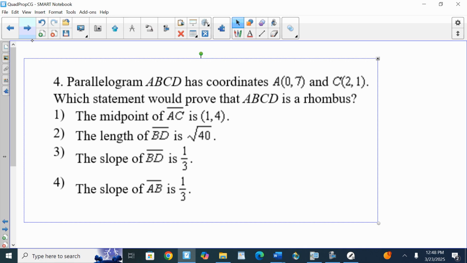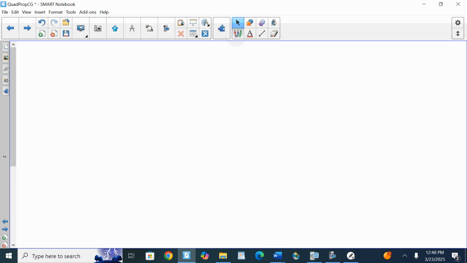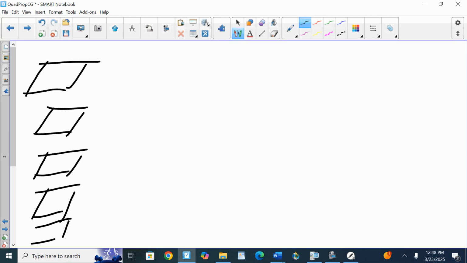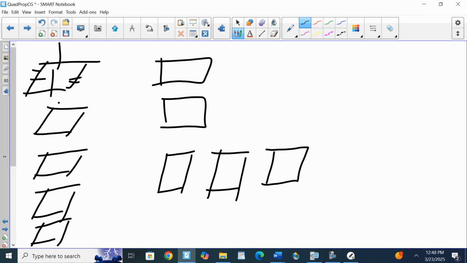I guess I should display them. We've got our 5 parallelogram properties. We've got our 2 rectangle. We got our 3 rhombus. 2 pairs of opposite sides congruent. 2 pairs of opposite sides parallel. 1 pair congruent and parallel.